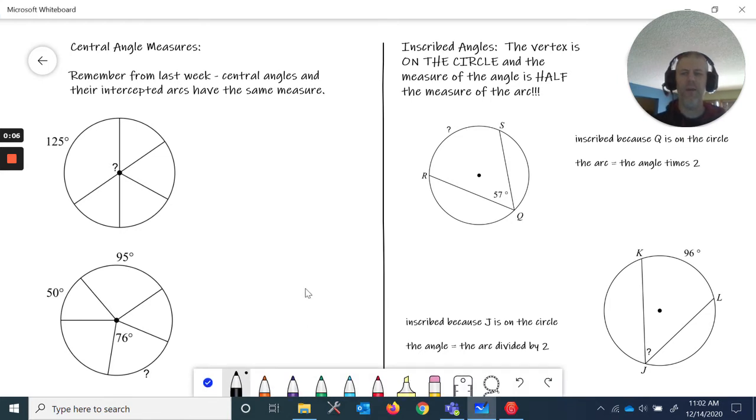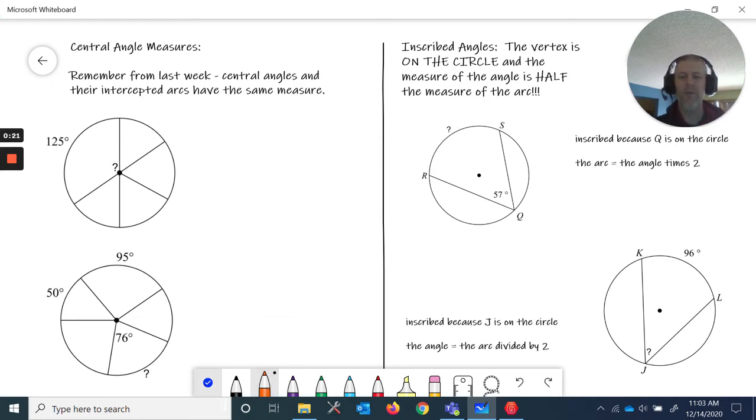Today's video is about central and inscribed angle measures and being able to calculate those. So we've talked a little bit about how to identify central and inscribed angles. So in this video, we'll talk about how to calculate those measures given if we know an arc or an angle.